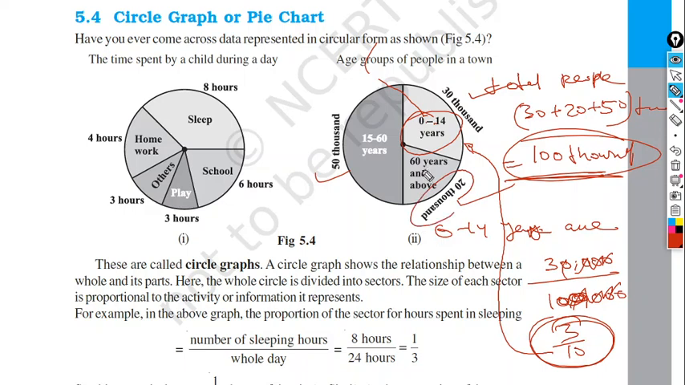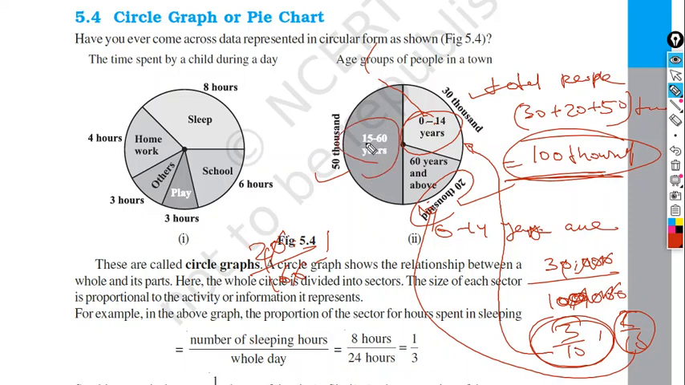Similarly, you can find 60 years or above. That means 20,000 divided by 100,000. I am cancelling the 1000 here, so 20 by 100, now 2 by 10, that means 1 by 5. You can write 2 by 10. So what are these 2 by 10? The old population, that is 60 and above.